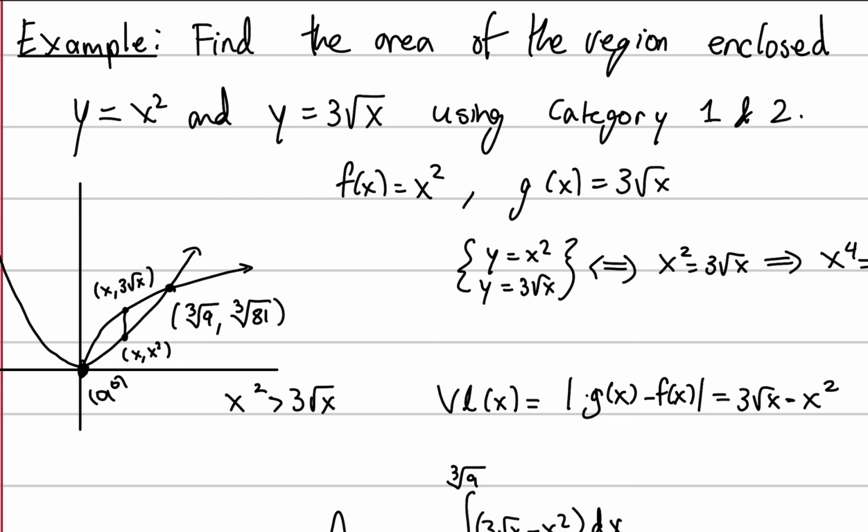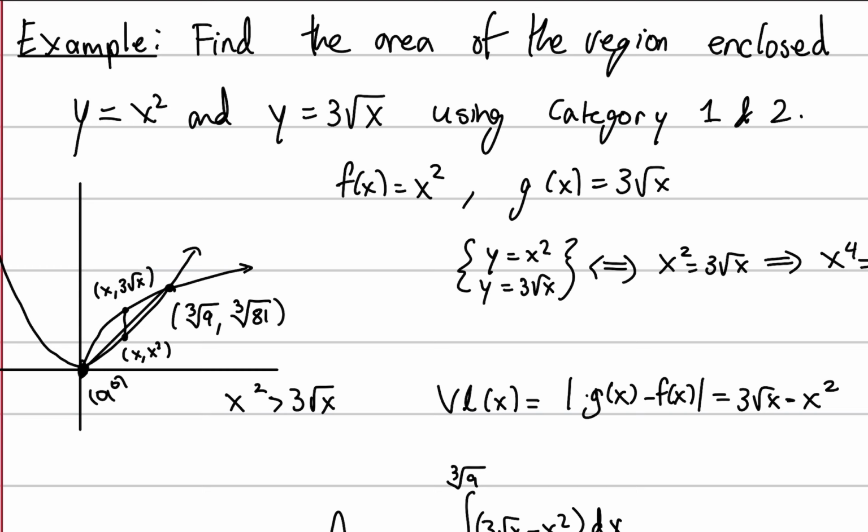So what do we note? We note that 3 root x is above x squared. You can justify this in many ways. You could take a test value and see which one's above, or you could use algebra. But in this case, I think the easiest way is that 3 root x is concave down and x squared is concave up. So if we draw a secant line from the points of intersection, by our definition of concavity that I already discussed, 3 root x is above its secant lines and x squared is below its secant lines.